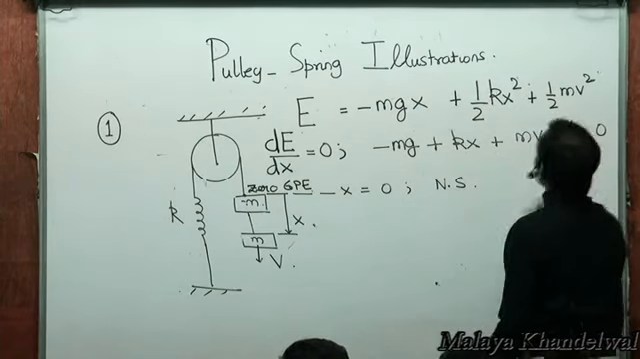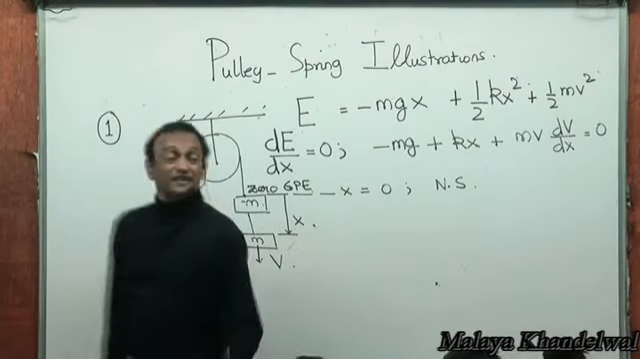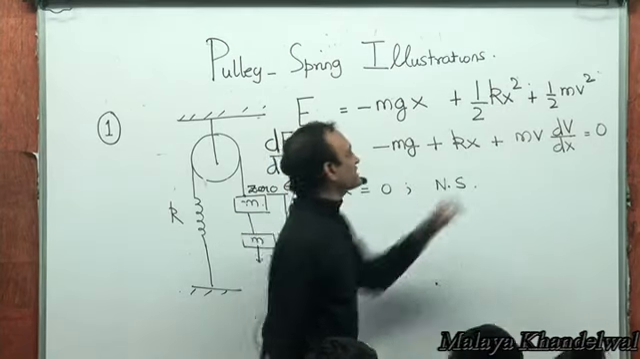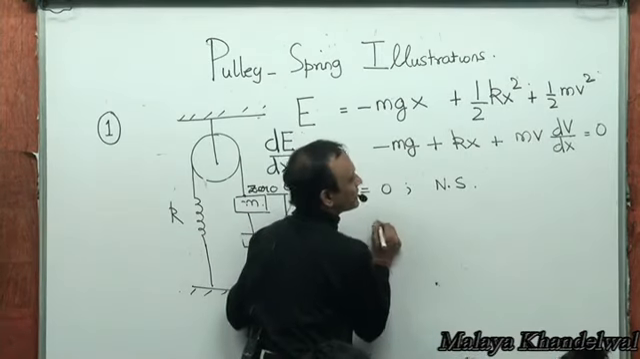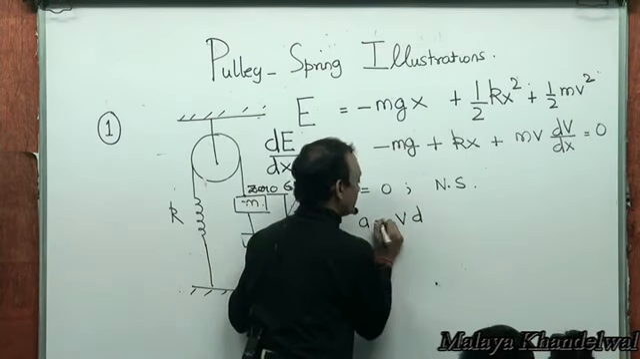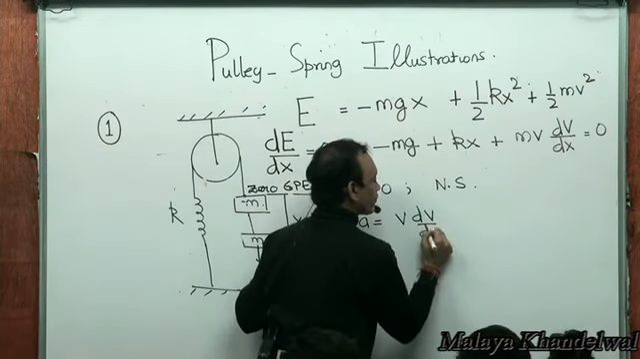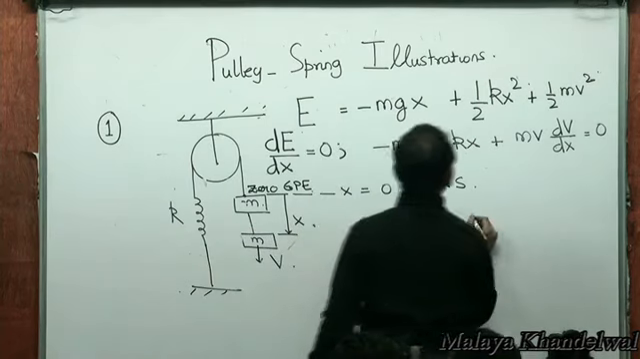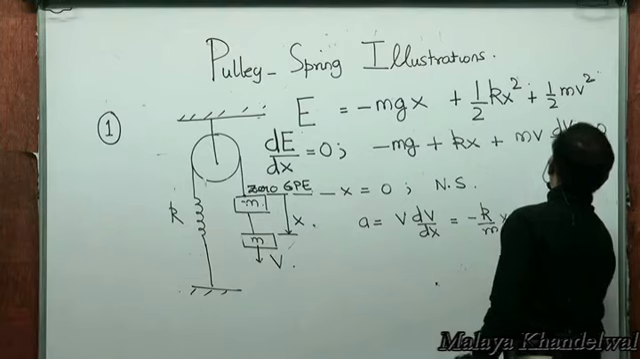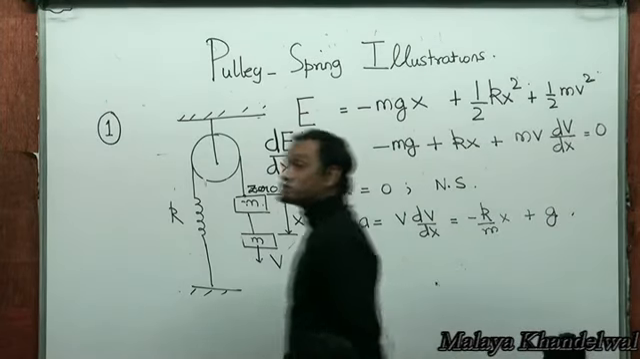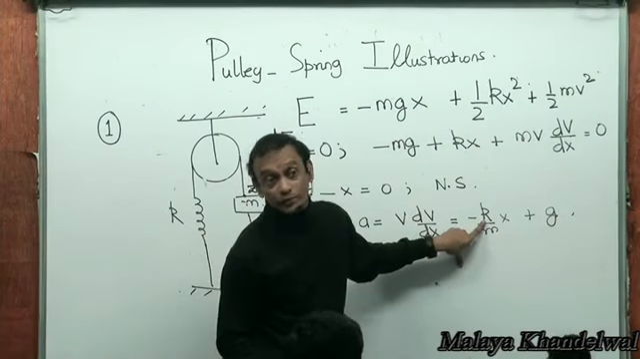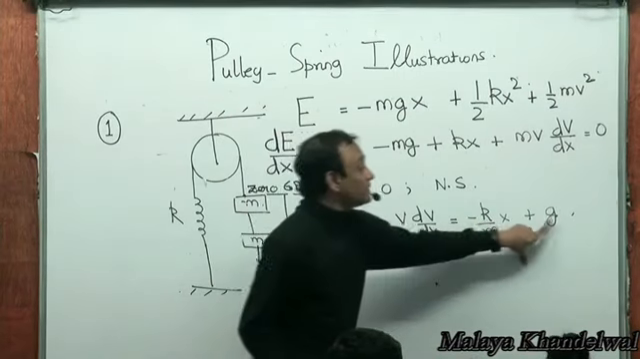This must be 0. Hey, but v dv/dx is acceleration, isn't it? V dv/dx is acceleration. So now, in any case, v dv/dx, which is the acceleration of the mass m, is minus k by m into x plus g. That's the acceleration. So acceleration is minus, this constant therefore must be omega square for the oscillator, plus some other constant.